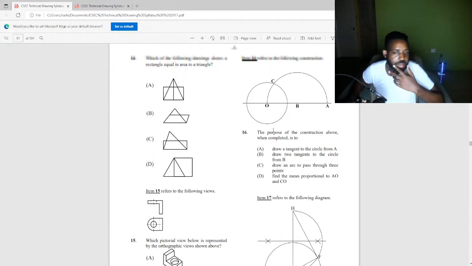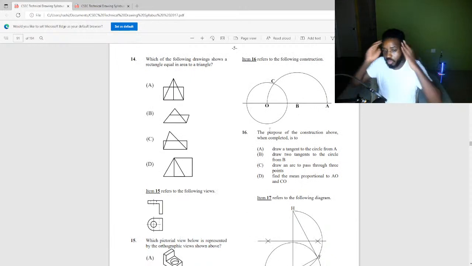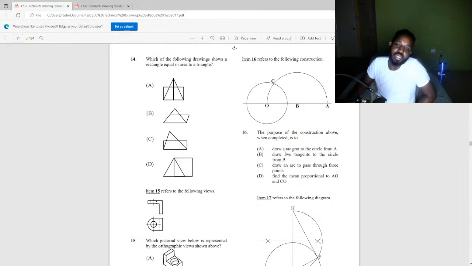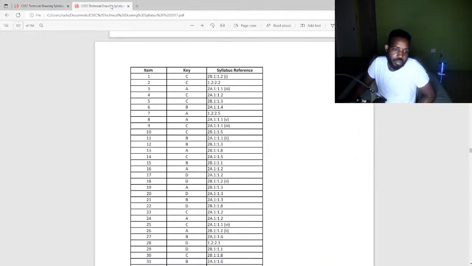Number 16 says here, the purpose of the construction above, when completed, is to do what? What are we trying to do? A, draw a tangent to the circle from A. B, draw two tangents to the circle from B. C, draw an arc to pass through 3 points. D, find the mean proportional to AO and CO. I think the answer is A. I think right here we're trying to find the tangent to a circle from A, but let's see what the answer sheet says. That's number 16.